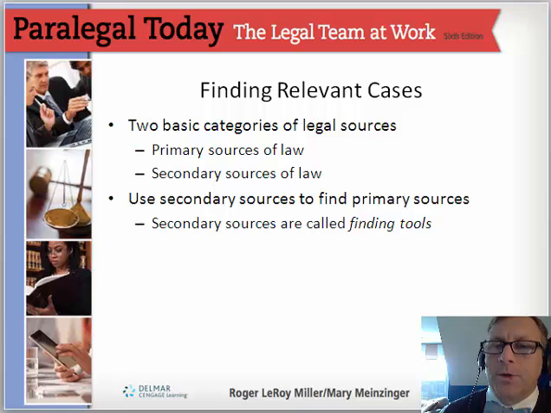These are court decisions, statutes enacted by legislative bodies, rules and regulations created by administrative agencies, presidential orders, and generally any documents that establish the law. Next is secondary sources. These are books and articles that index, summarize, systematize, compile, explain, and interpret the law. Legal research usually begins with the use of secondary sources, which is why secondary sources are also called finding tools, because they help us to find the law.